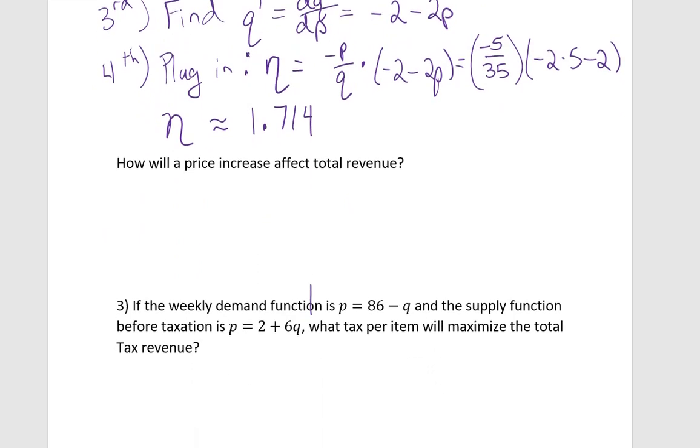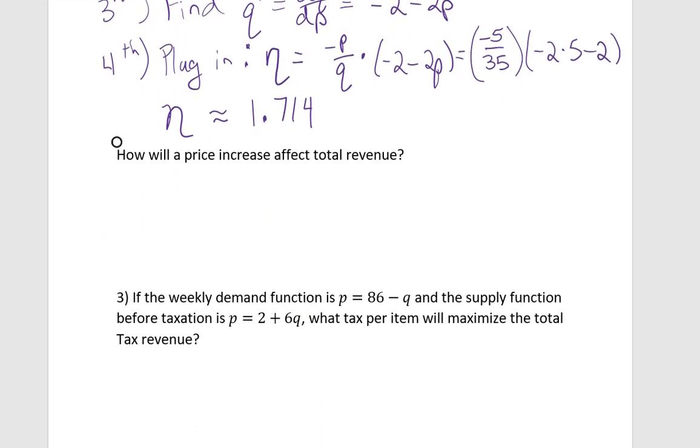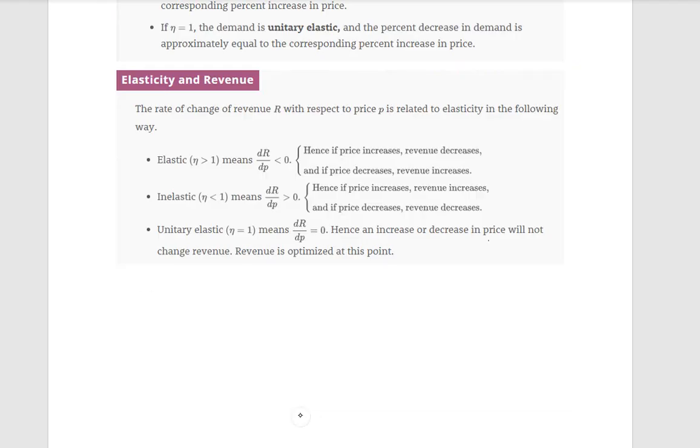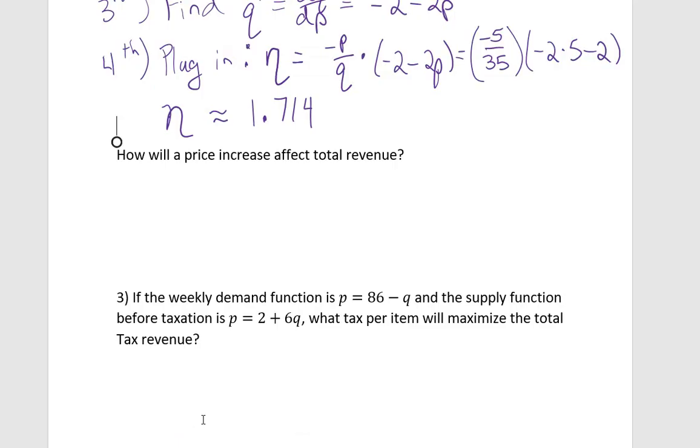Now again, the question is, how will a price increase affect the total revenue? So let's go back to our cheat sheet. Well, since our eta is greater than 1, that means that we have an elastic price. So what that says is if the price increases, the revenue will decrease. So if a price increases, the total revenue will decrease.